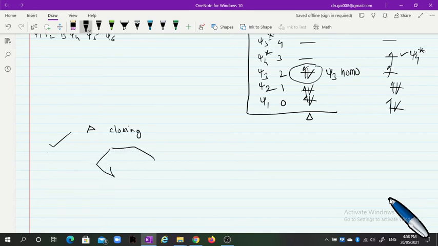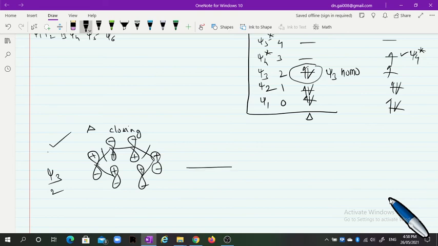If it is thermal closing of the ring, then psi 3 is our highest occupied molecular orbital. Therefore we have to give two nodes, like that: positive positive, then negative negative, positive positive, negative negative, positive positive, negative negative. In this case the system is 4q plus 2, and this is the mirror plane of symmetry.